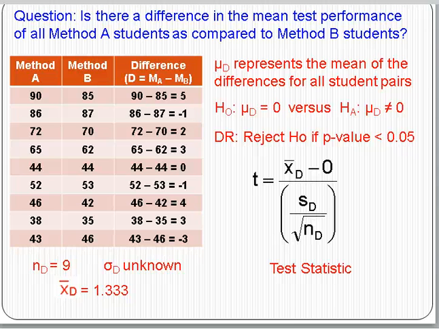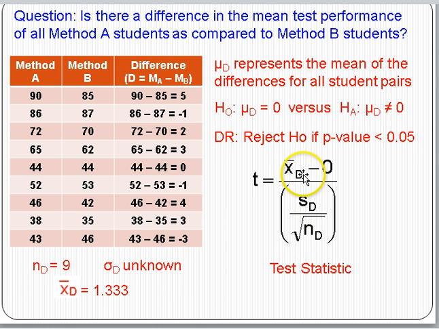The decision rule is the same. We reject H0 if the p-value is less than 0.05. The t-statistic is drawn directly from the one sample. We take the sample of differences, which is in this column. So the t-statistic is the mean of the sample differences, minus what we believe the mean of the differences to be, which is 0 under the null hypothesis, over the standard deviation of these differences, this one sample of differences, over the square root of the number of differences.